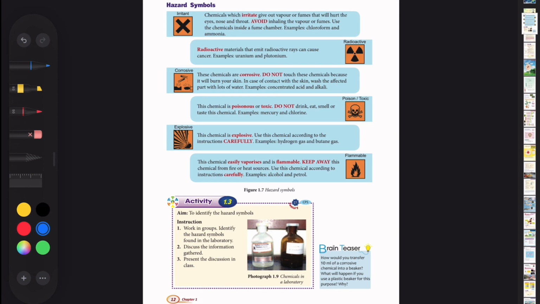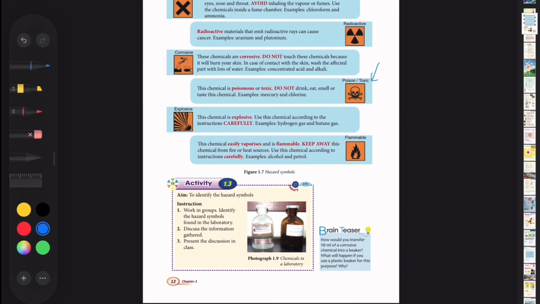Then when you see this type of symbol, it usually indicates poisons. You shouldn't be touching them, eating them, or smelling them at all. You should stay far away from them. One of the most dangerous chemicals is mercury. A very slight dose in your body would be enough to kill you for good. Like, there's no chance of survival. That's how bad it is.